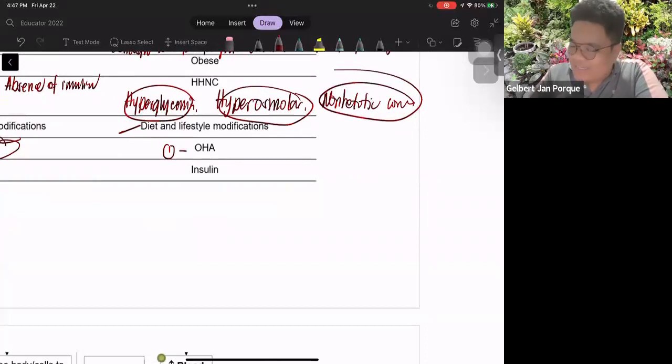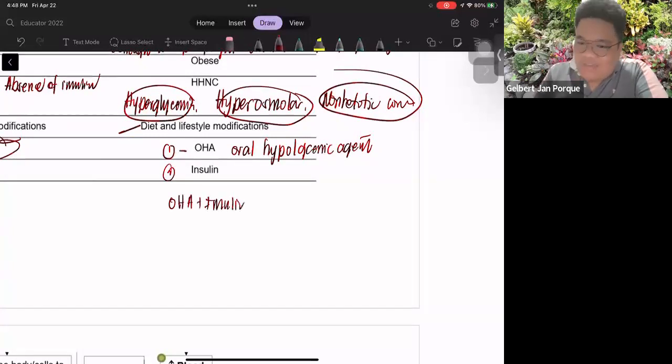What is OHA, guys? Oral hypoglycemic agents. Okay, so class, you have your oral hypoglycemic agents. Then class, you have your insulin as the second line. Now class, OHA can be combined with insulin, or during acute stages or acute illness, we give insulin.